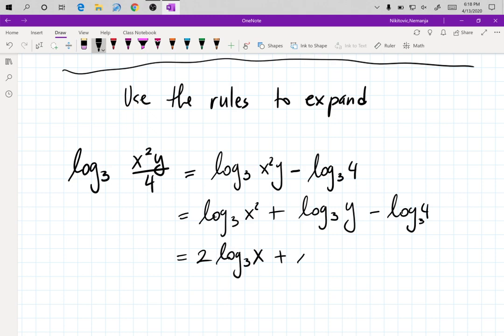There is nothing else to do here. Nothing else to simplify. Each log has either one variable or one number. And we are done with the problem. This is expansion. Again, needed for your later calculus experience. Right now, we're only learning the mechanics of doing this.